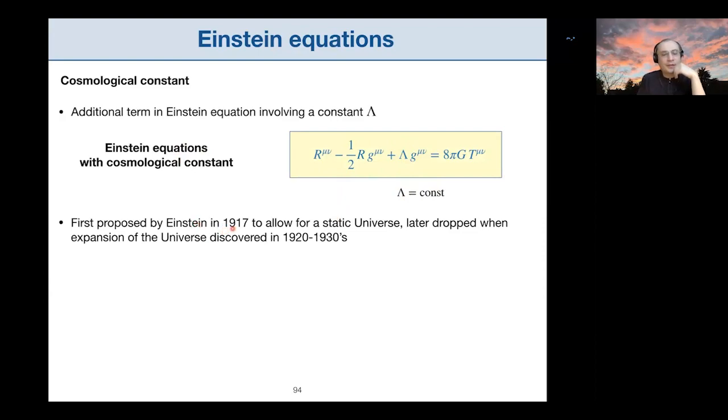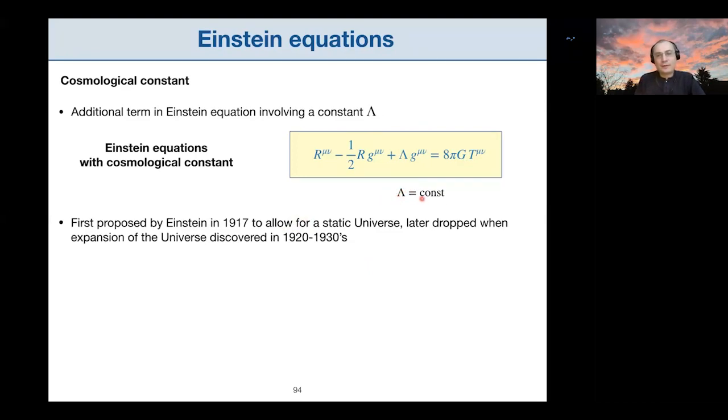This term was first proposed by Einstein in 1917, simply because he quickly discovered that these equations do not allow for a static universe with matter. The universe has to expand or contract, or it has to have some kind of long-term dynamics. At that time, people did not have that many cosmological observations, so it seemed logical for him to assume that the universe should not expand or contract. It should be static. In order to allow for a static solution, he introduced this type of term with a constant.